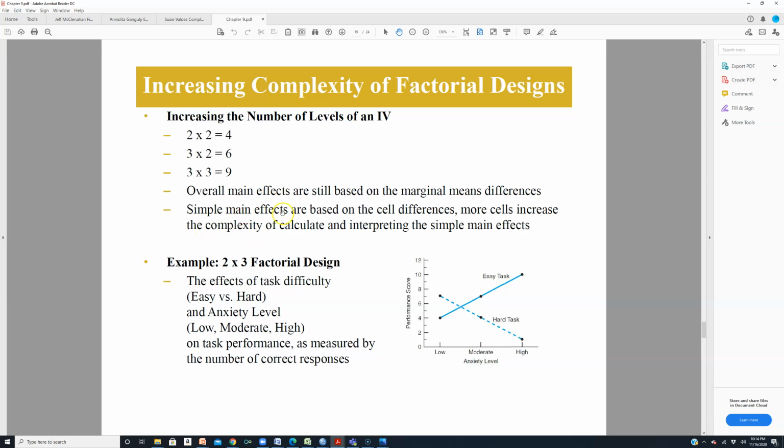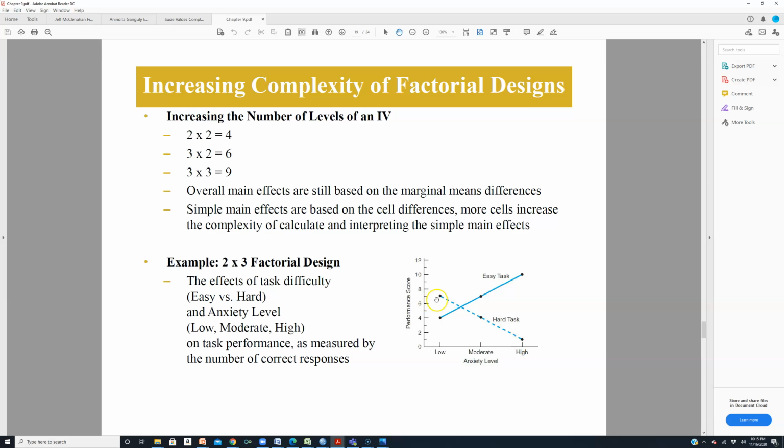And then those simple main effects are going to be used to help me identify the cell differences or the interactions, okay? So this is looking at the effect of task difficulty, hard or easy, and then anxiety level, low, moderate, or high. So I have 3 measurements for easy tasks, for low, medium, and high anxiety. And for hard tasks, I have low, medium, and high anxiety. And I'm looking at performance.